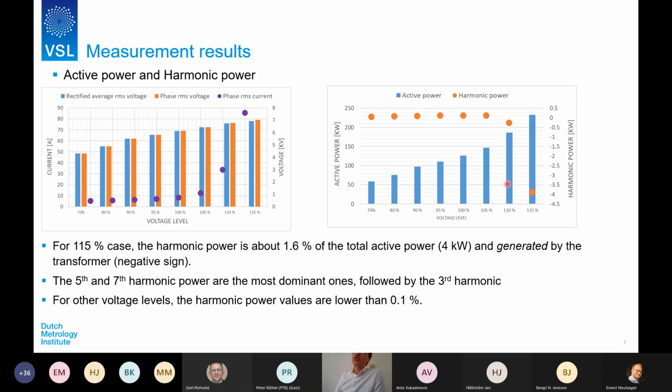But for the cases up to 105%, in all these cases, the transformer is still absorbing the harmonic power. But the value is very low, around 0.1%. If we look at the harmonic power individually, by component, we see the most significant components are the 5th, 7th, followed by the 3rd.